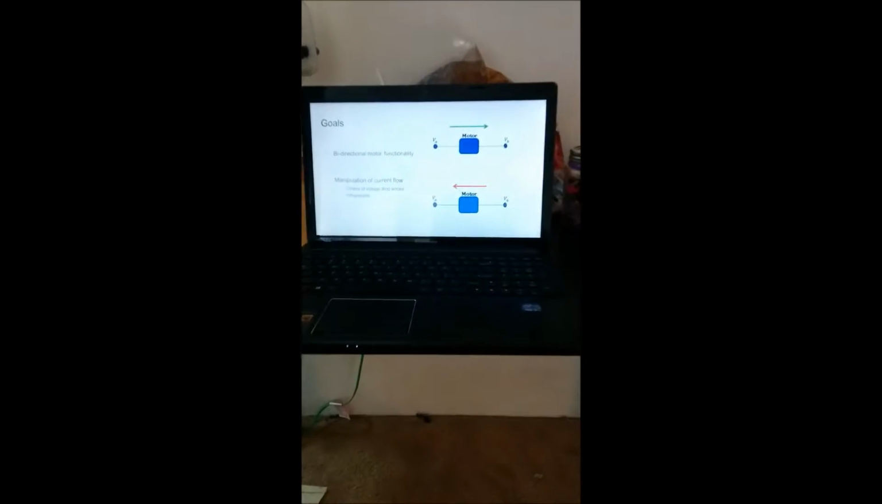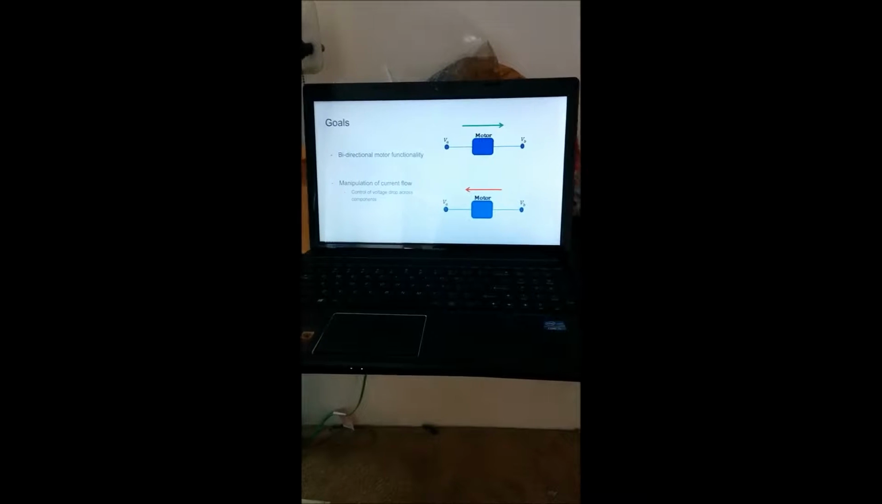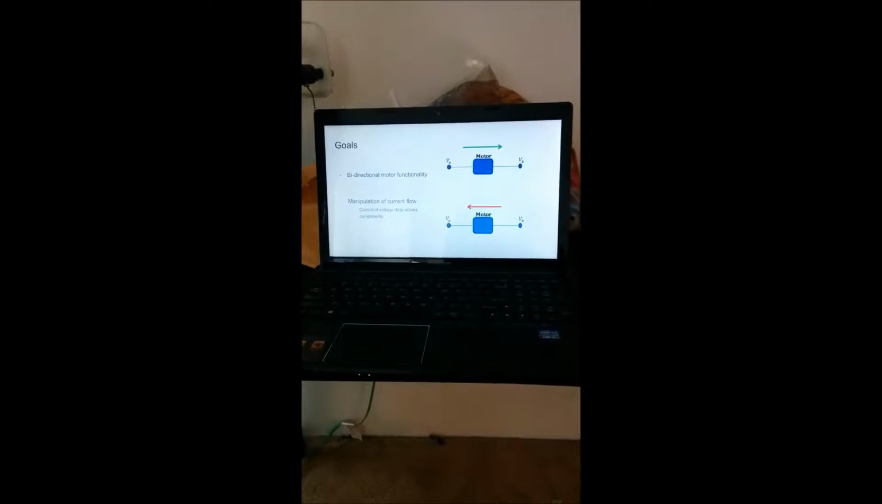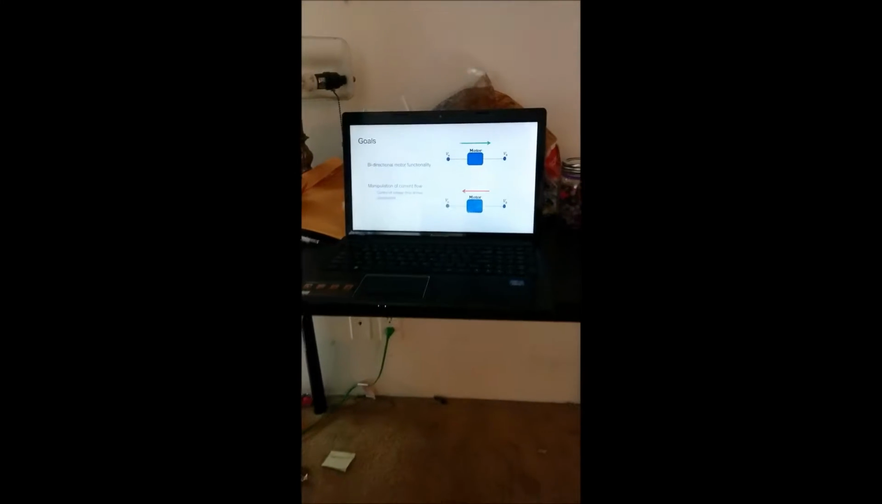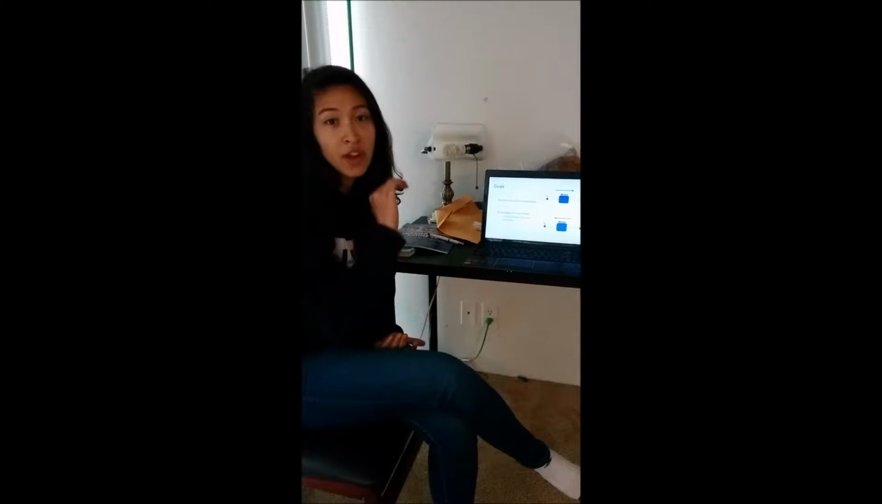So the goal of our project was to create a motor that has multiple functionalities and that it turns either way. To do this, we had to create a circuit, including the motor within it, but we had to be able to interact with the circuit such that current could flow in either direction across the motor, depending on how we interacted with the circuit.